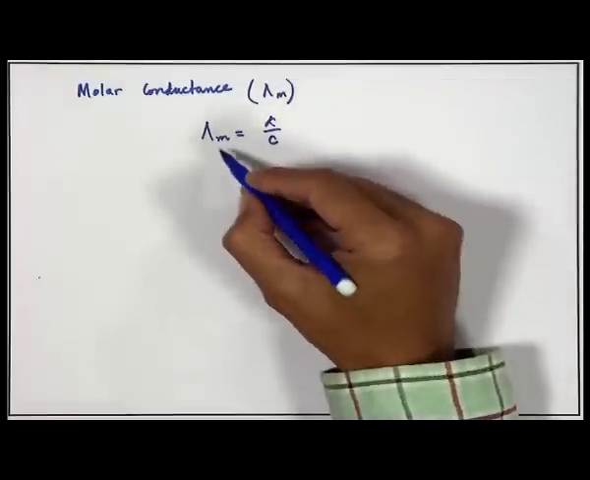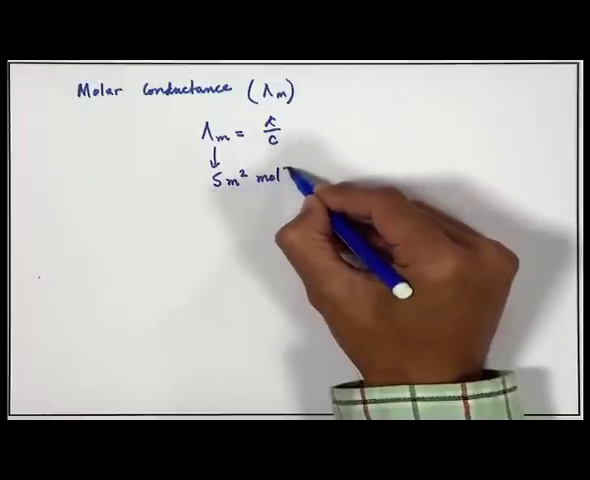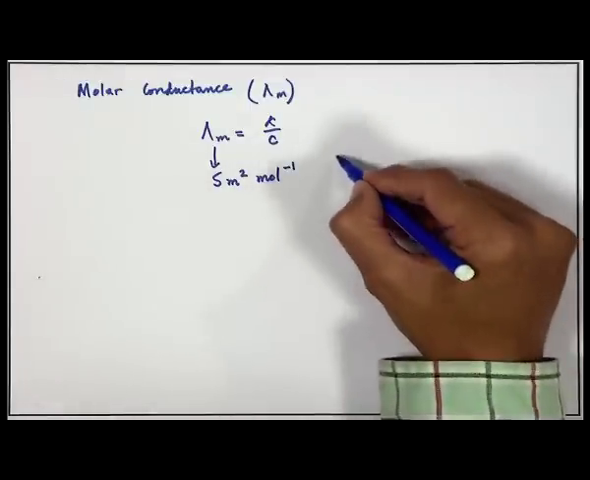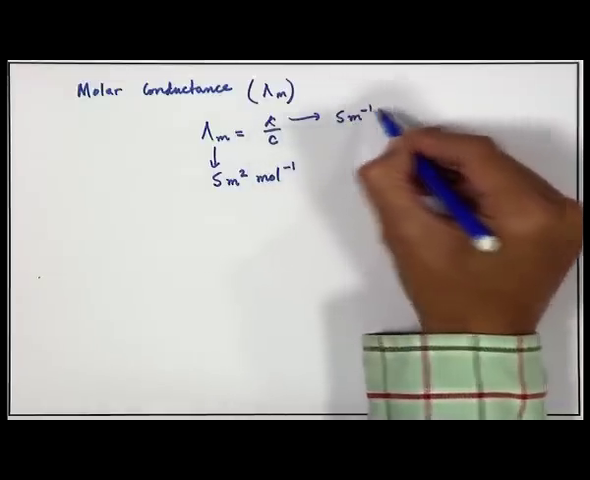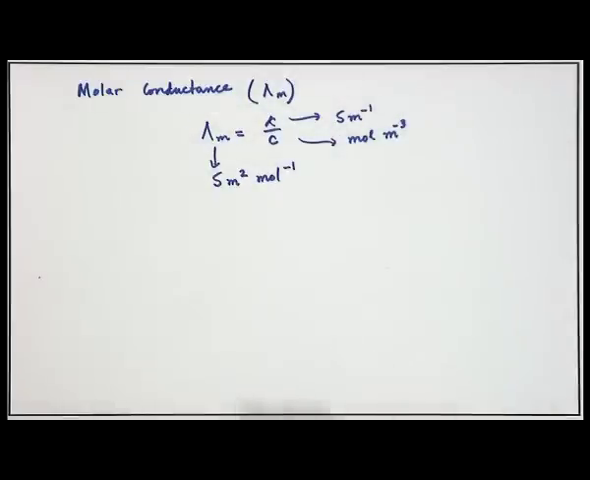Molar conductance is basically given in notation lambda m, and lambda m is expressed as kappa by concentration, where lambda m has unit Siemens meter square mole inverse, kappa is expressed in Siemens meter inverse, and concentration is mole per meter cubed.